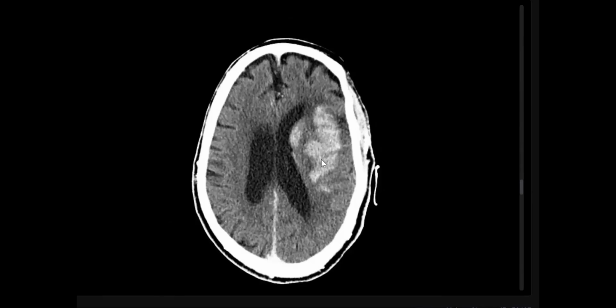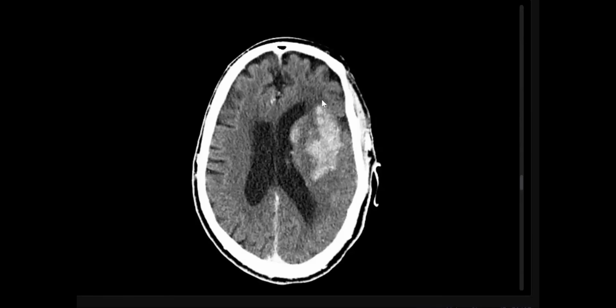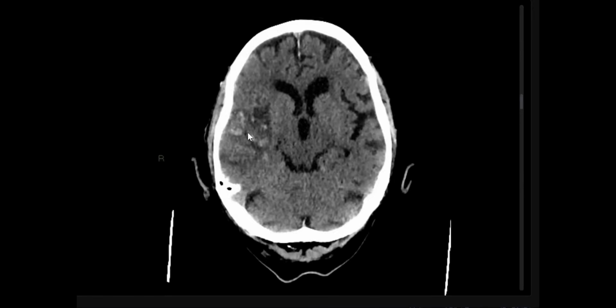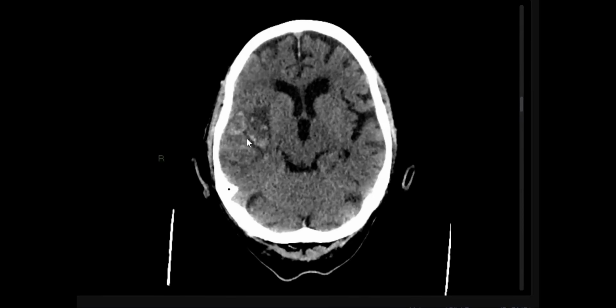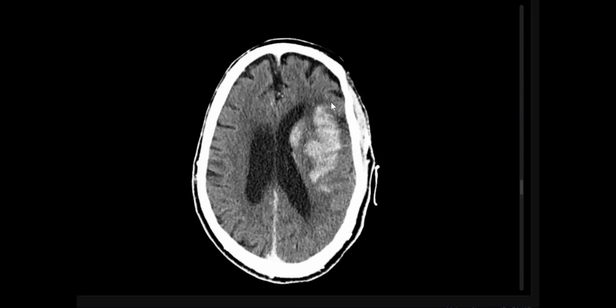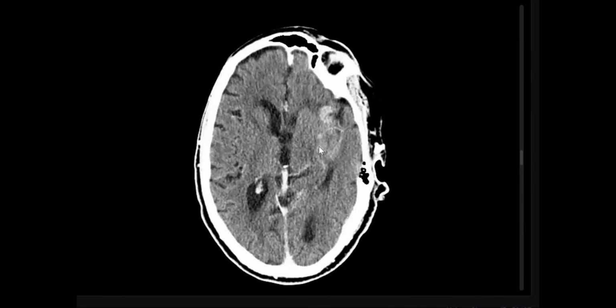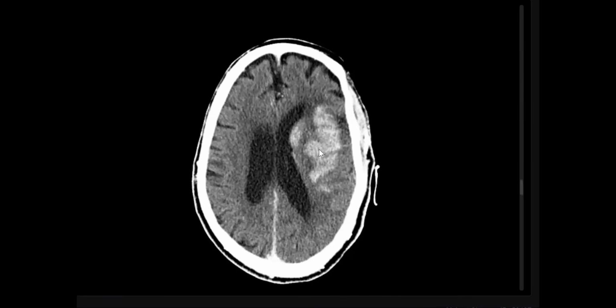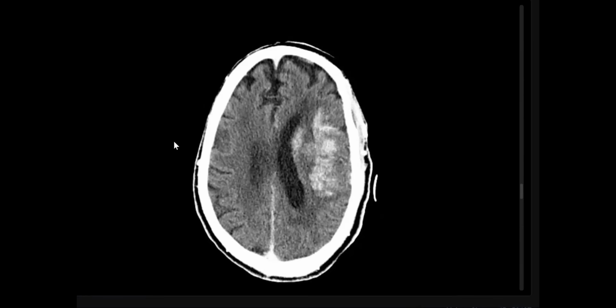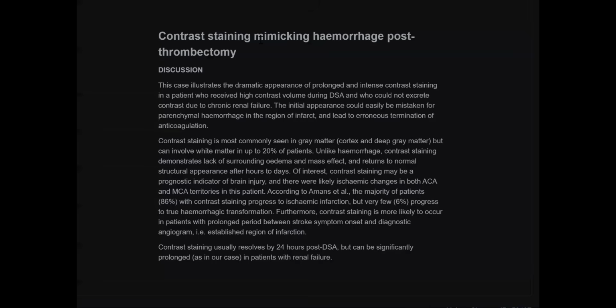But what about this one? These hyperdensities are continuous, not disrupted, not discontinuous like this one, which is spotty. That is classic for hemorrhagic transformation, but this one is not. It looks continuous. You said something about contrast extravasation. Excellent, my friend: it is called contrast staining. It mimics hemorrhagic transformation.